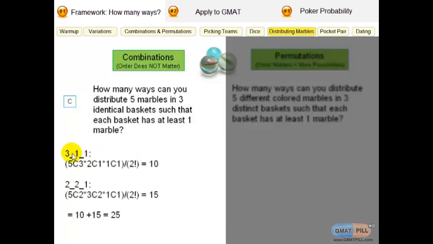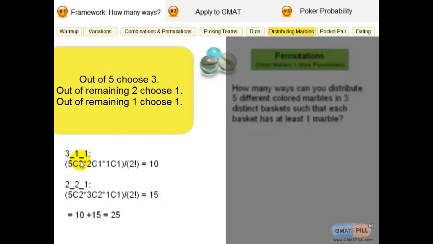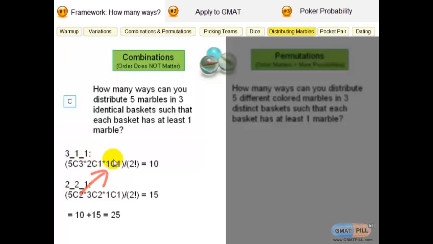So for example, one basket can have 3 and then the other 2 can have 1, or one basket has 2, another basket has 2, and that third basket has 1. So that satisfies the requirement that each basket has at least 1, right? So this is the calculation. Out of 5, you choose 3 for that first basket. Then out of the remaining 2, you choose 1 for that basket. Then out of the last one, you choose 1 for that third basket.